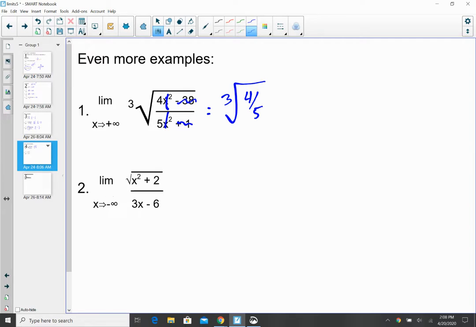Now, x is going to negative infinity. I purposely gave you this one here. It's a little tricky, so pay attention. Again, the rules apply. They're not going to matter too much.